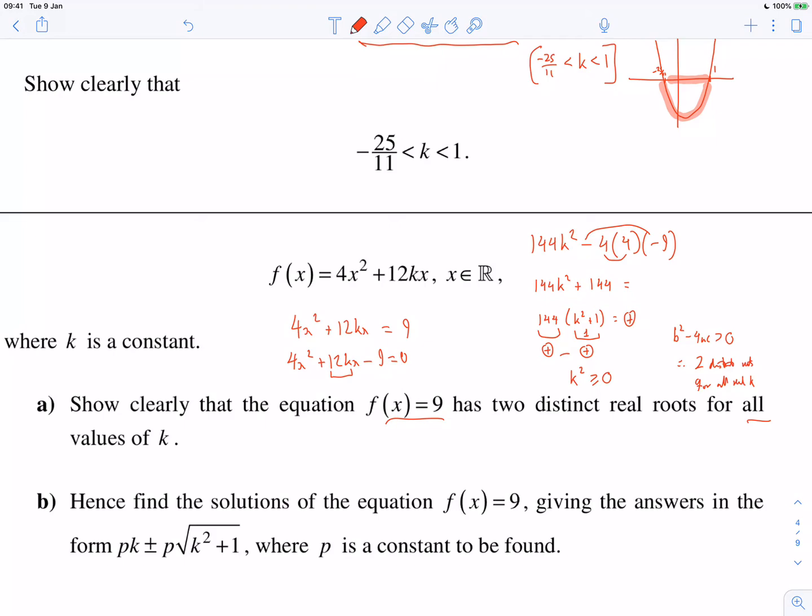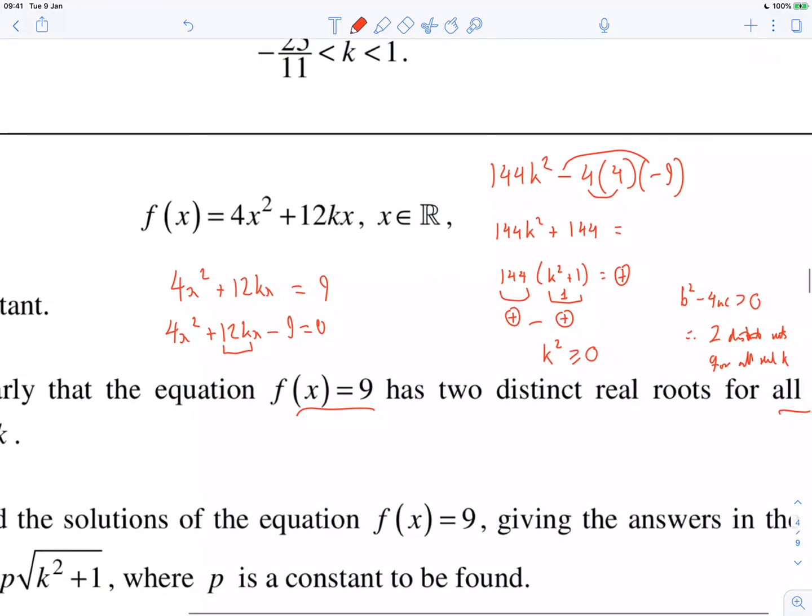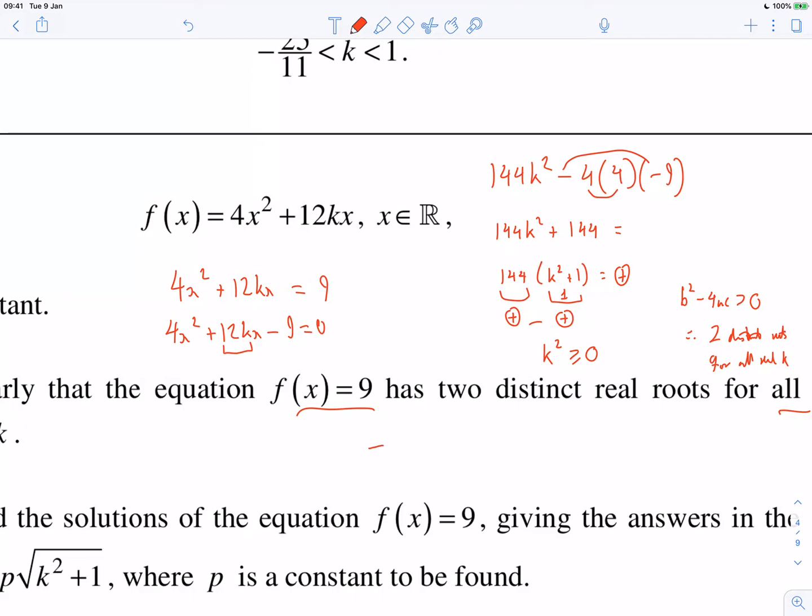Right. Okay, so we've already got the discriminant. So it's going to be minus b, which is minus 12k, plus or minus the square root of the discriminant, or the square root of this thing. Square root of 144 is 12, and then it's square root of k squared plus 1, and then this is all over 2 lots of a, which is 8.